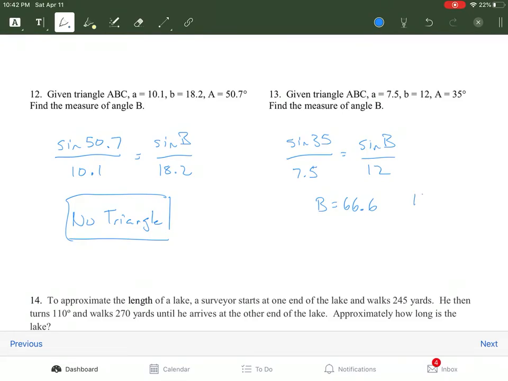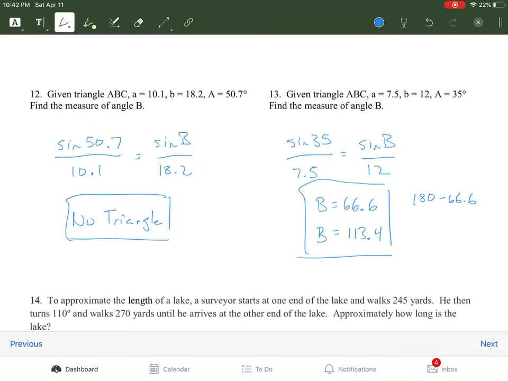To do this, you take 180 minus 66.6. That gives you a second angle of 113.4. Now we have to check this to make sure it works. So we take the 113.4 plus 35 from the other angle that we know of in the triangle, and that is less than 180, so that will work. It leaves you enough room to have a third angle. So these are the two angles you're going to have.